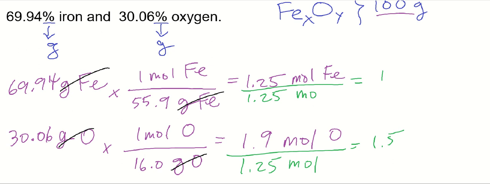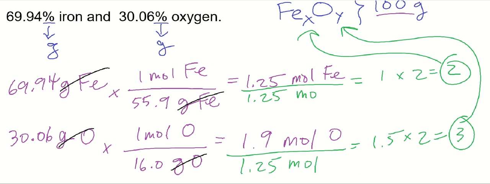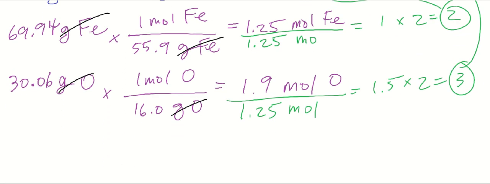We can't have a formula with decimals or fractions, so we need to multiply through to get all of these mole ratios or subscripts to whole numbers. We're going to multiply through by 2. So we have these subscripts: the 2 is going to go right over there, and the 3 is going to go for the oxygen. So iron oxide is going to be Fe2O3, and there's our empirical formula.